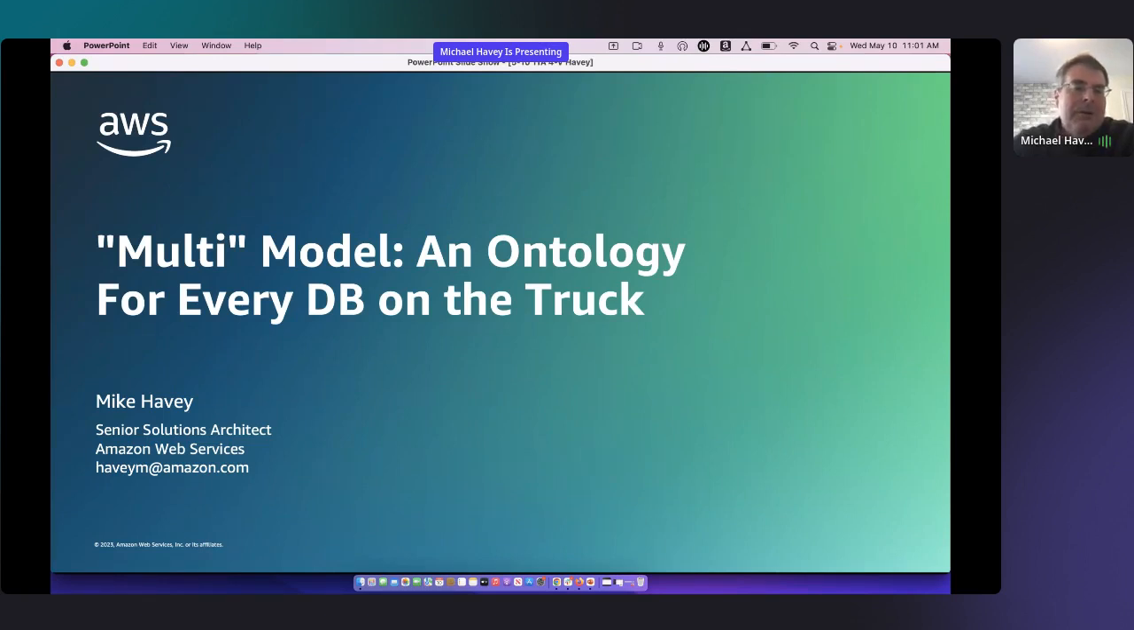At Amazon Web Services, I work with Amazon Neptune, which is a managed graph database service. And my topic today is actually related to Neptune as well as to Knowledge Graph.